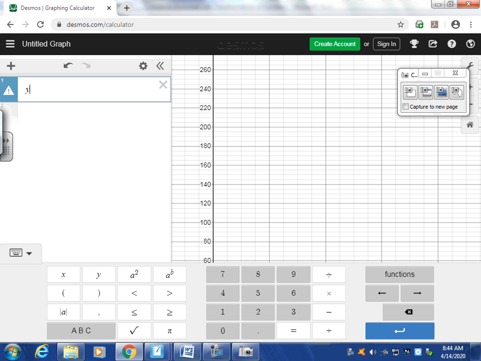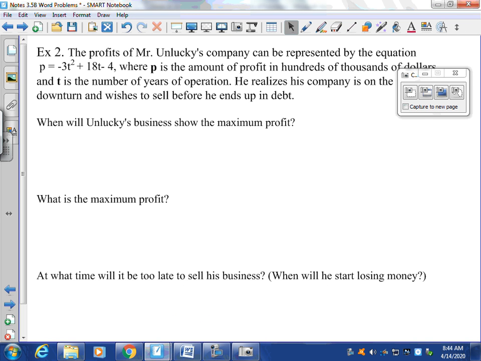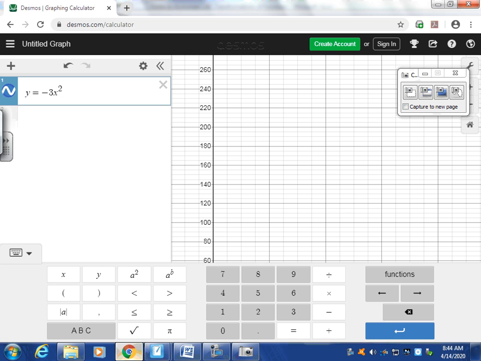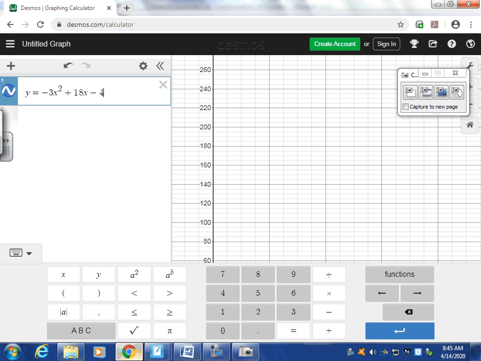So y equals -3x squared, and I have to go back because I don't remember what the problem was, plus 18x minus 4. Make sure that's right. Yeah. Okay, here we go.